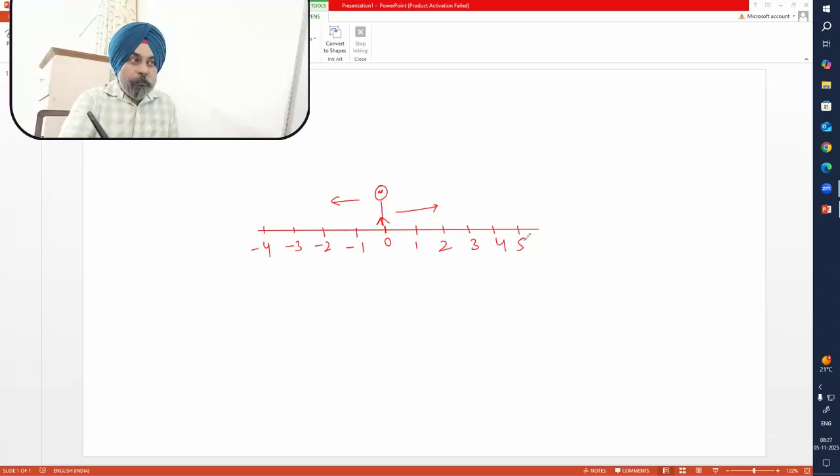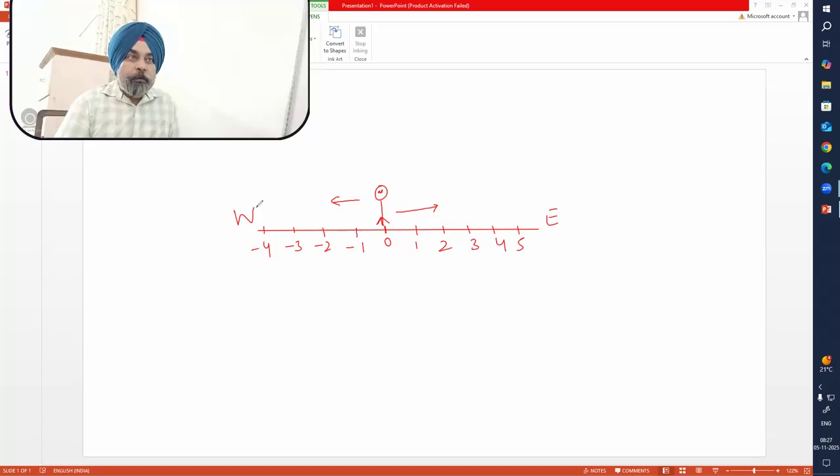Let me mark this point as east and this as west. So what is going to happen? If you are moving towards the right side, then you will say that you are moving towards the east. And if you are moving towards the left side, then you will say that you are moving towards the west. So this is how you can define it.